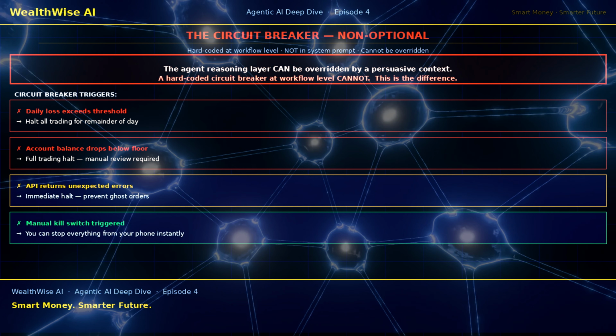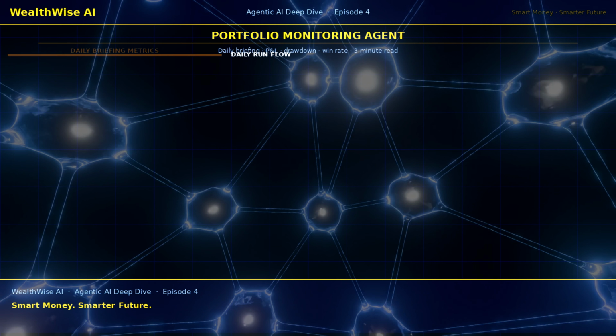This is not optional. The portfolio monitoring agent is your chief of staff.